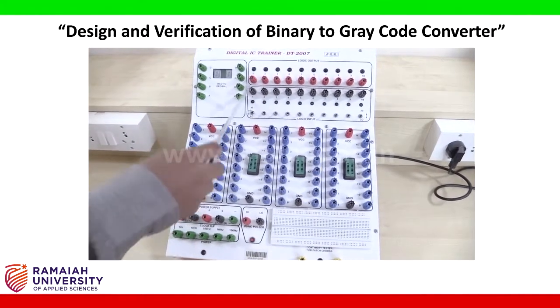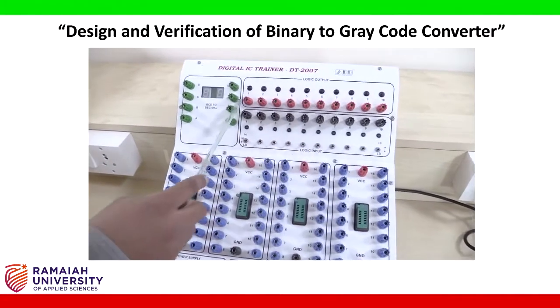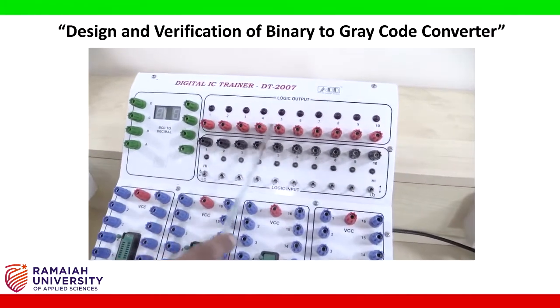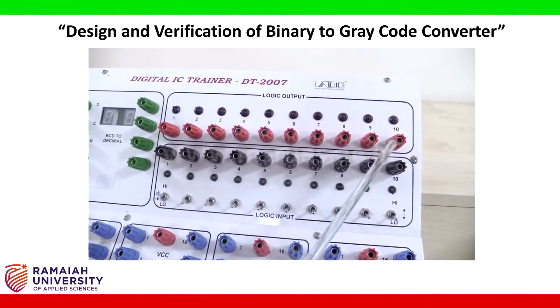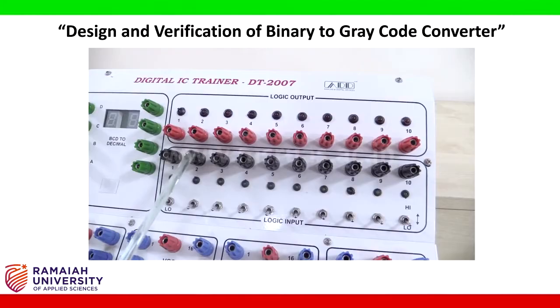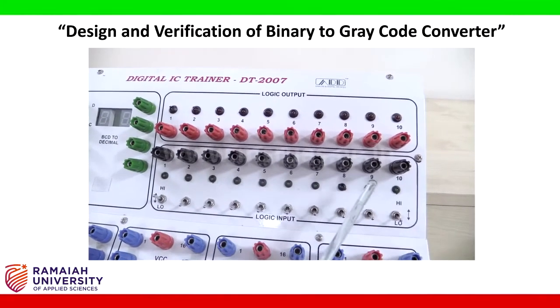So here you can see on the top of the digital IC trainer kit, you can see the knobs. 10 are in the red color, 10 are in the black color. These are the output knobs. Here at the bottom you can see the 10 black color knobs.